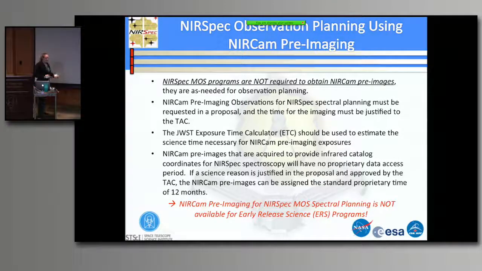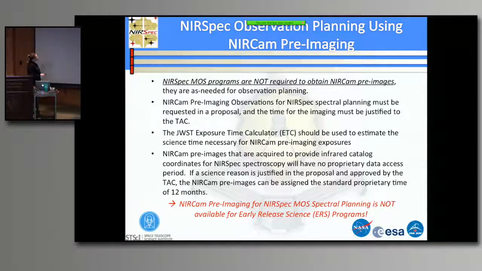A question that I think people are a little bit confused about is whether or not they are required to get this pre-imaging, and the answer to that is no, not at all. NIRSpec MOS programs are not required to acquire the NIRCam pre-images. They're basically as needed for observation planning. HST is great, but if you want good flux calibration accuracy and you do not have in-field relative accuracy down to that 15 milliarcseconds, this is an option.